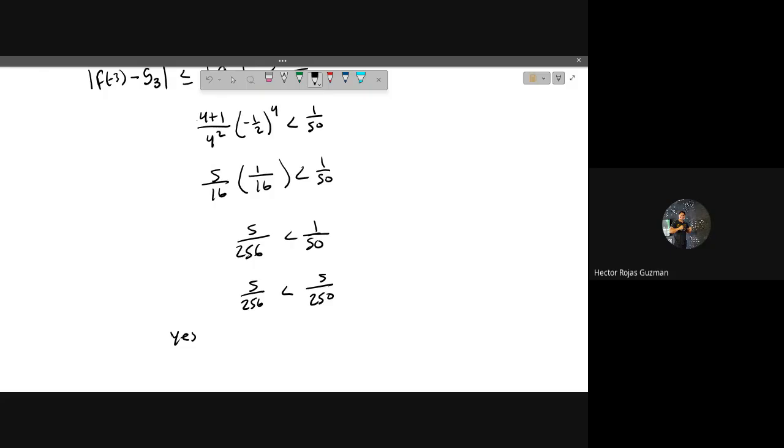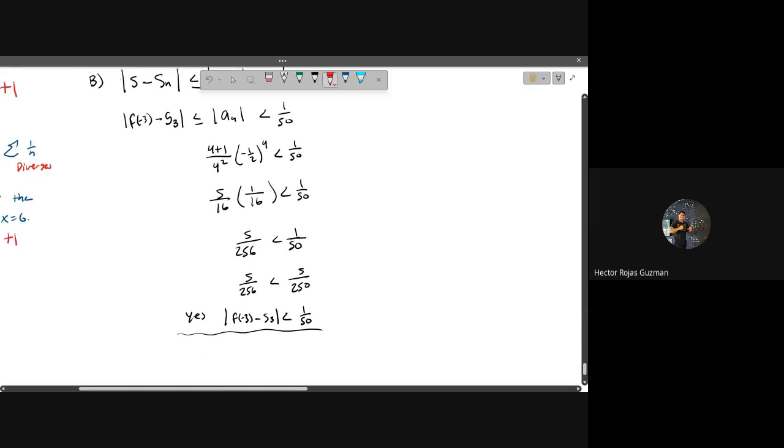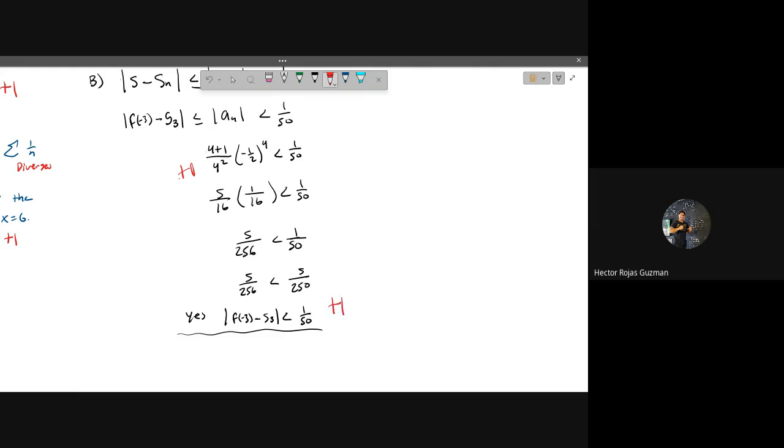So I'm just going to state that f of negative 3 minus S of 3 is in fact less than 1 over 50. You get 2 points for this question. It looks like you get the first point by finding your fourth term and the second by confirming it. Okay. All right. Part C.